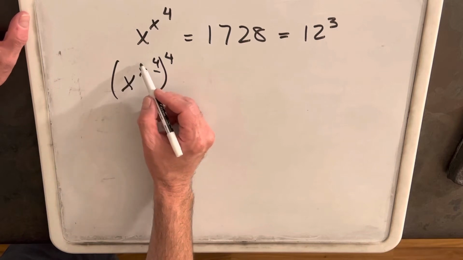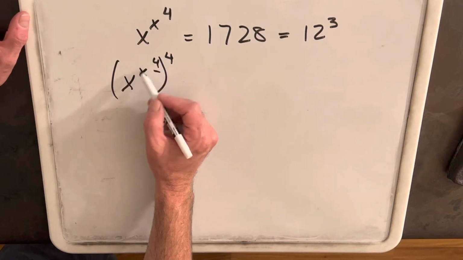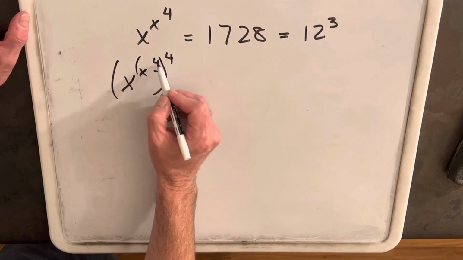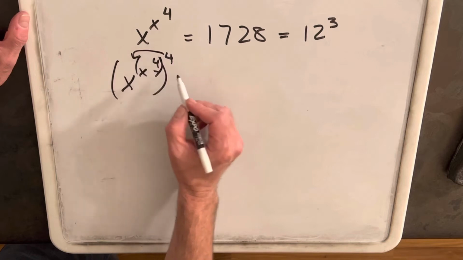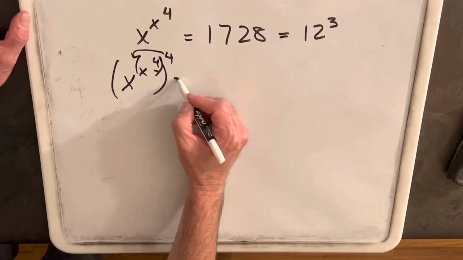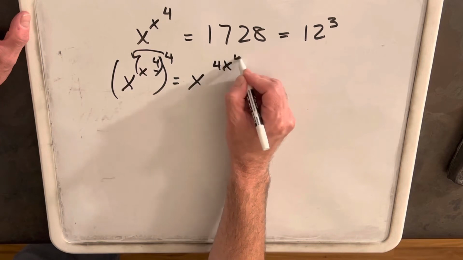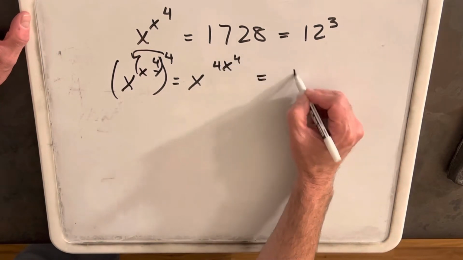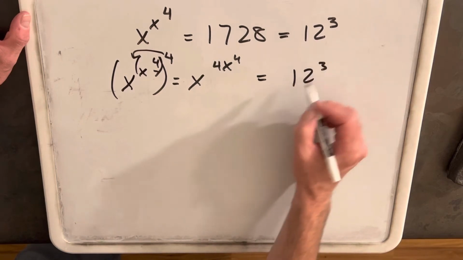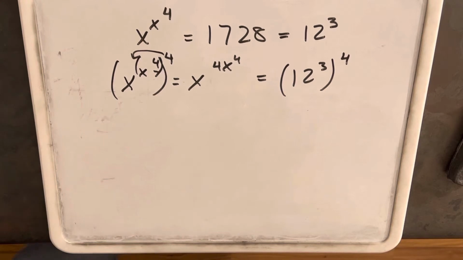Now in an exponent tower, keep in mind it's calculated from top to bottom, so we could add parentheses in here and then multiply by exponent rules to the inside. And so we're going to have x to the 4x to the fourth equals, and I'm going to write this over here as 12 cubed, but we have to raise this to the fourth power as well, because we did that on the left side.